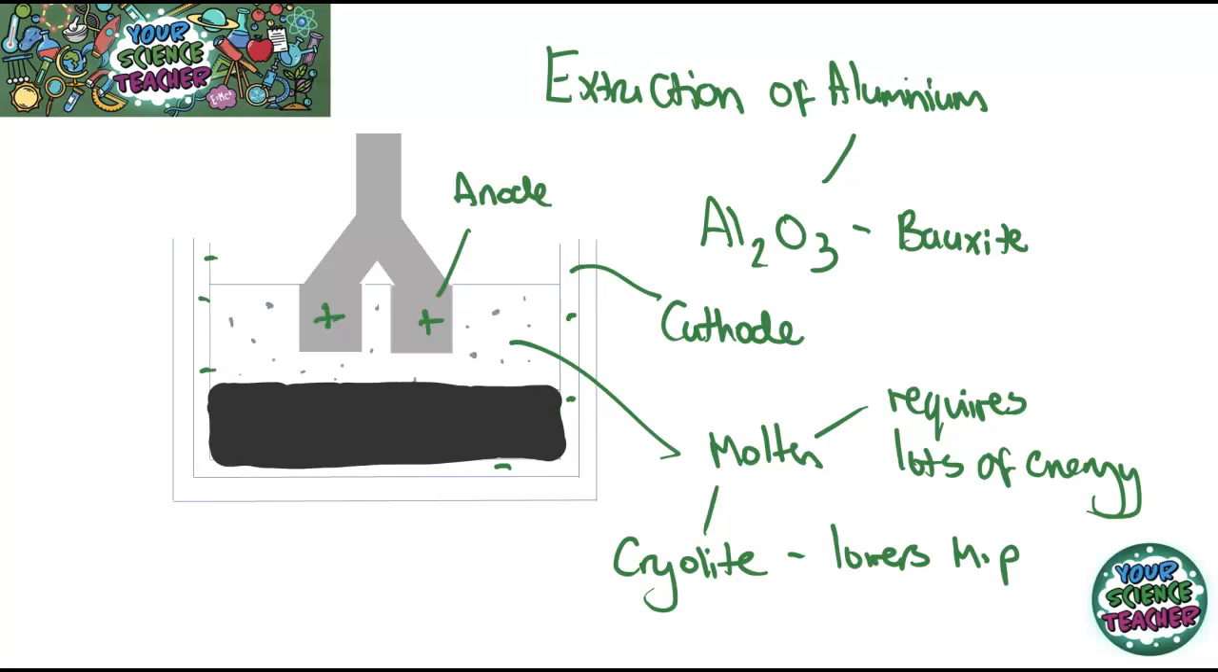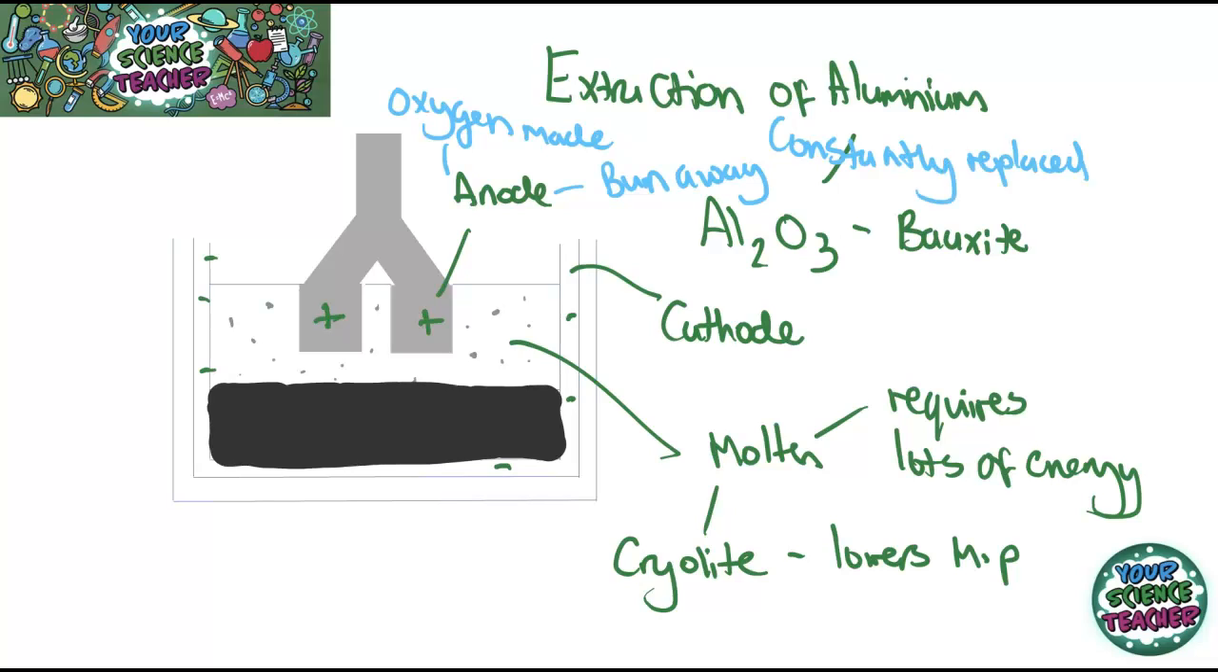Now, another problem with this electrolysis, which they have to tackle on an industrial scale, is that at the anode, the product is oxygen. And because oxygen is being made and these electrodes are made out of graphite, the anodes constantly need replacing. Because they're made of carbon, they burn away, as the carbon reacts with the oxygen making CO2, so they need constant replacement basically.